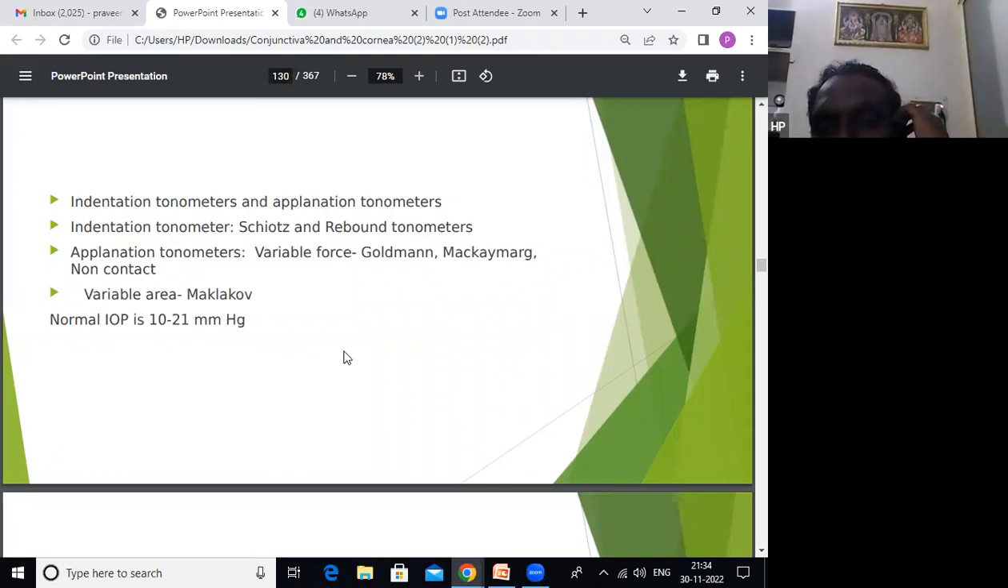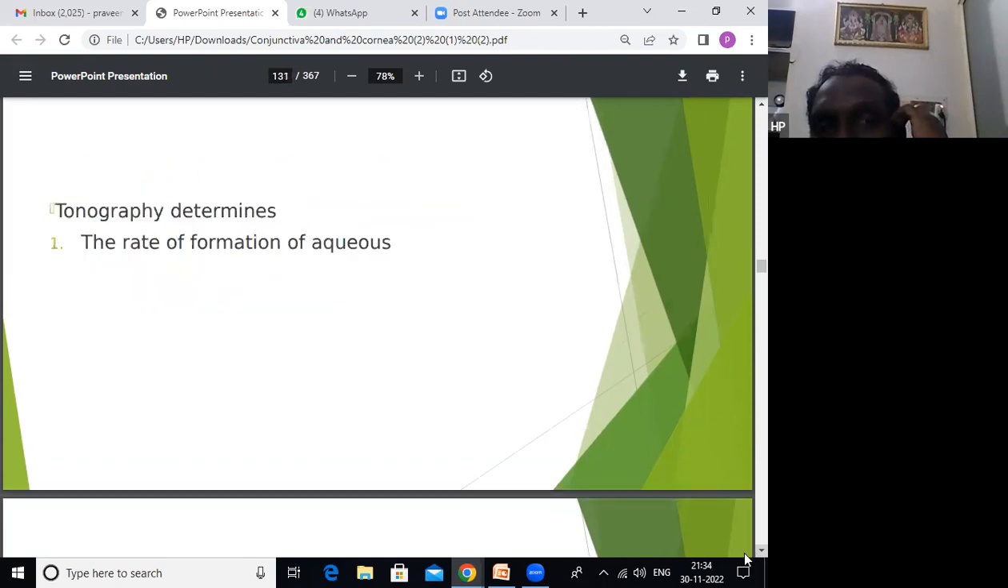Normal IOP is 10 to 21 millimeters of mercury. That was an MCQ once in JIPMER. Normal IOP is 6 to 10? Normal IOP is 10 to 21. So normal IOP is 10 to 21 millimeters of mercury.